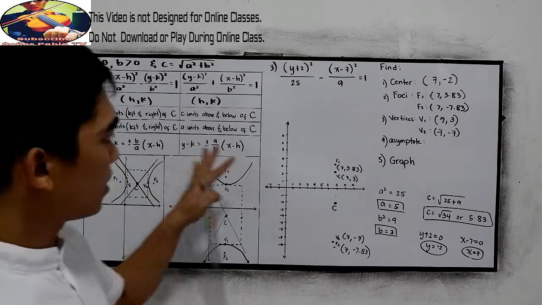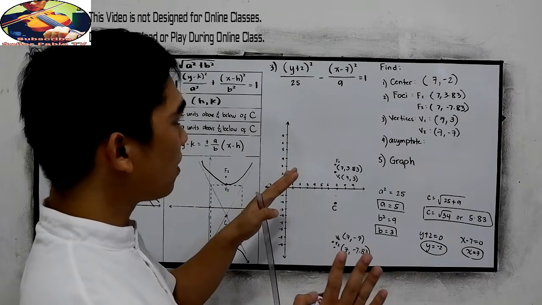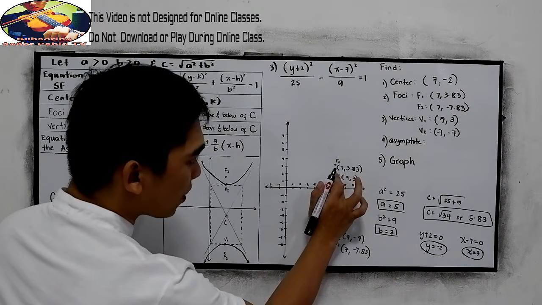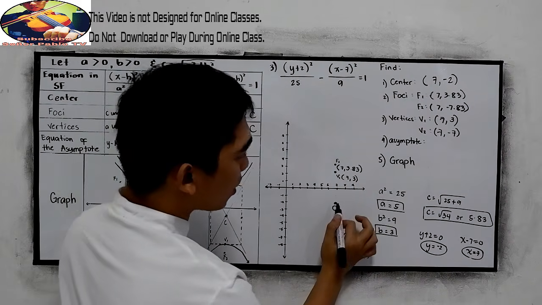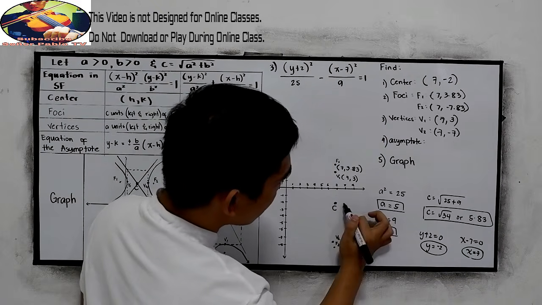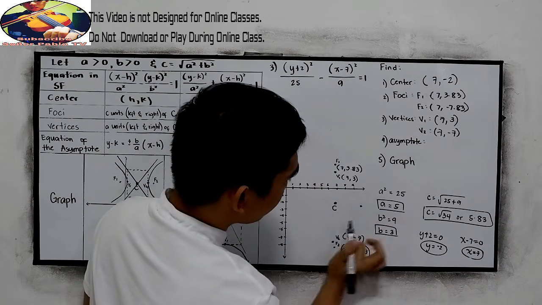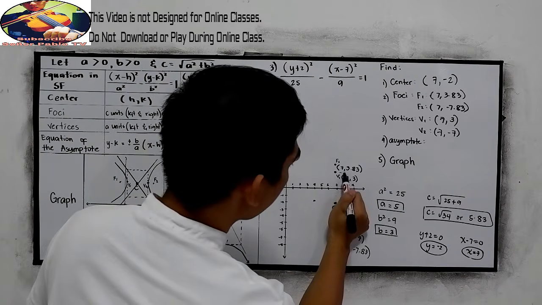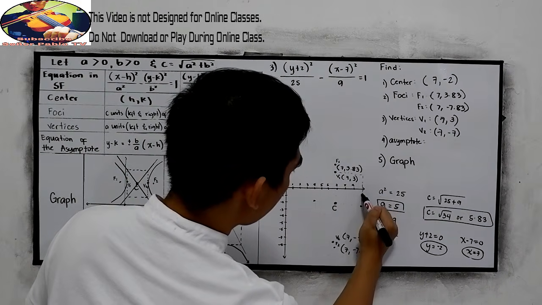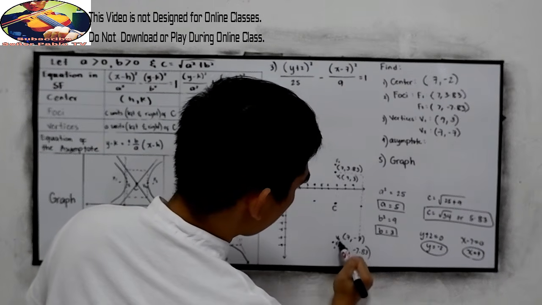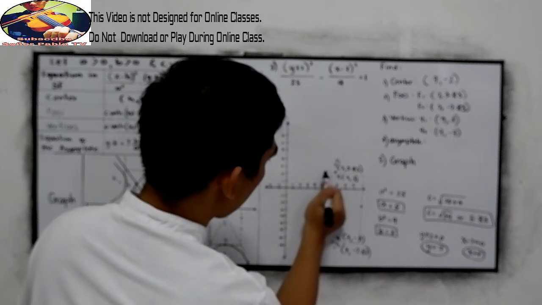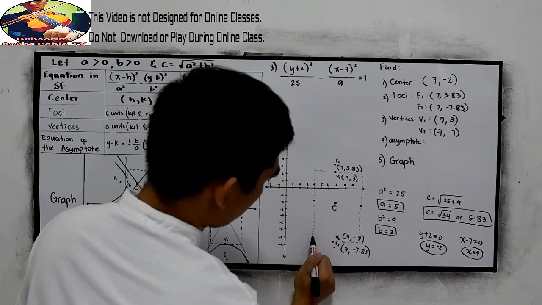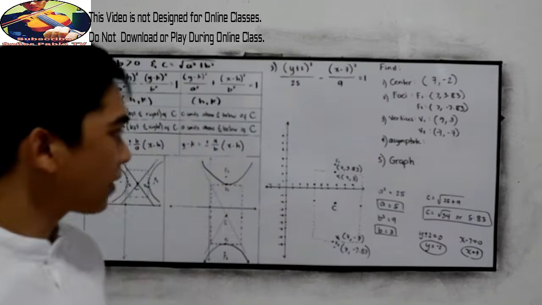So, just like in the first and second example, we're going to create a rectangle. That is, we have now our vertices. Then the second one is b units. Our b is 3. So 1, 2, 3. Then 1, 2, 3. This will be the rectangle. Okay, that will be our rectangle.